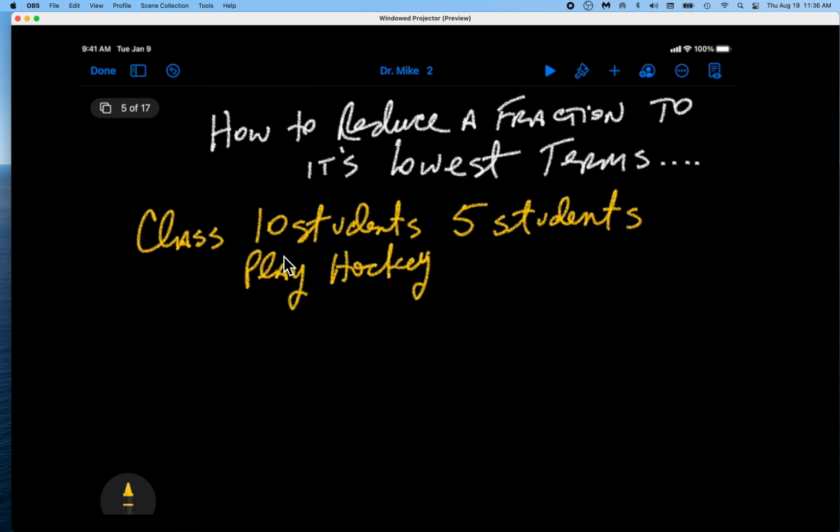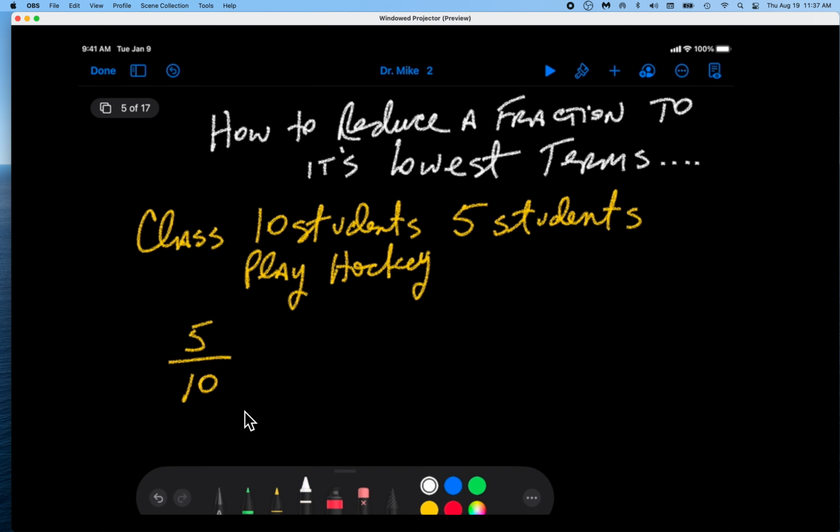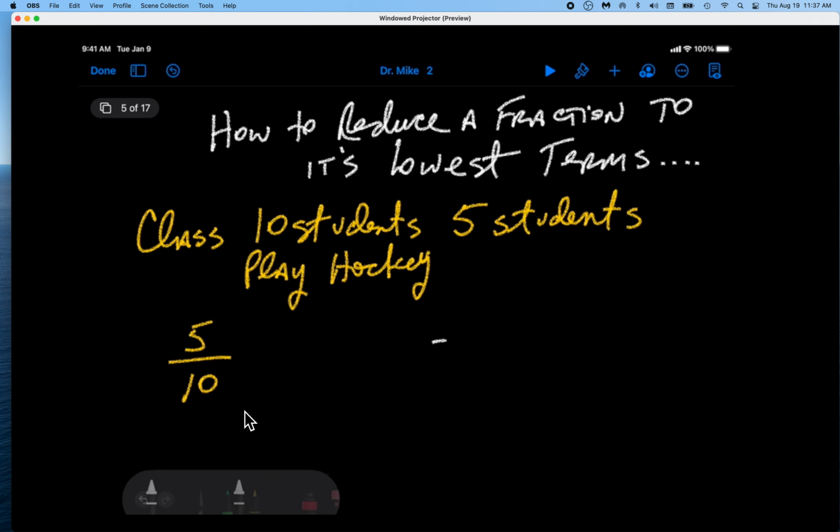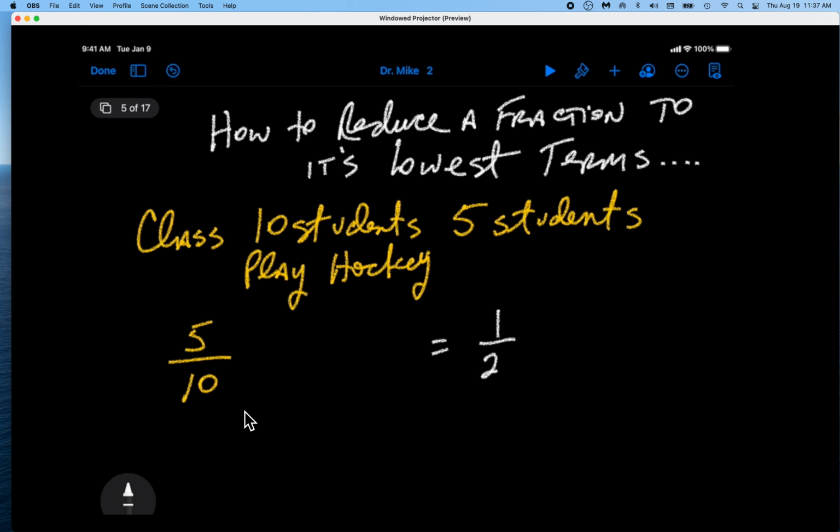If 5 out of the 10 play hockey, I can make a fraction that indicates that. Okay, 5 out of the 10. Another way for me to say that, however, would be that half of them play hockey. Intuitively we know that 5 out of 10 is half the class. But how do we get there mathematically? How do we prove that using math, that these two fractions are equal, that they have the same value?